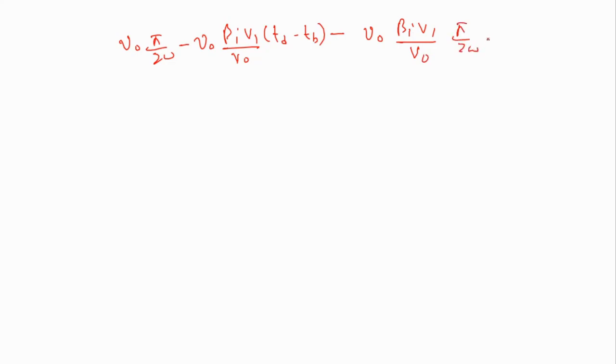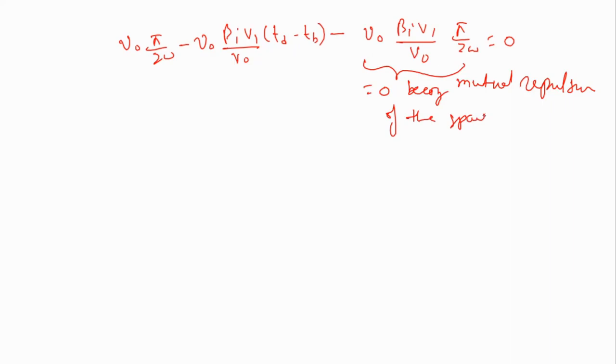So this is nothing but V naught into pi by 2 omega minus V naught into beta I V1 divided by V naught into TD minus TB minus V naught into beta I V1 divided by V naught into pi by 2 omega, which is equal to 0. So this term should be equated with the 0 because mutual repulsion of the space charge is neglected.